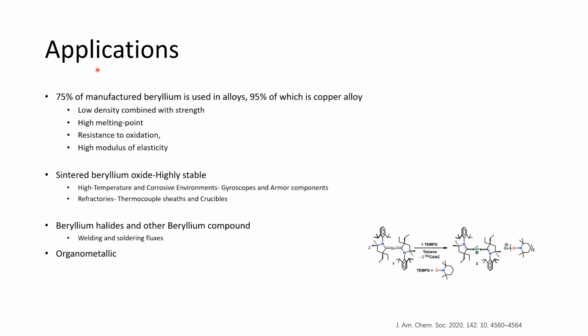Then beryllium can also be used for organometallic compounds. In this graph, we may see the reaction for how to synthesize some beryllium complex. This complex may be used as a catalyst in organic reactions or in other things such as material science or something like that.